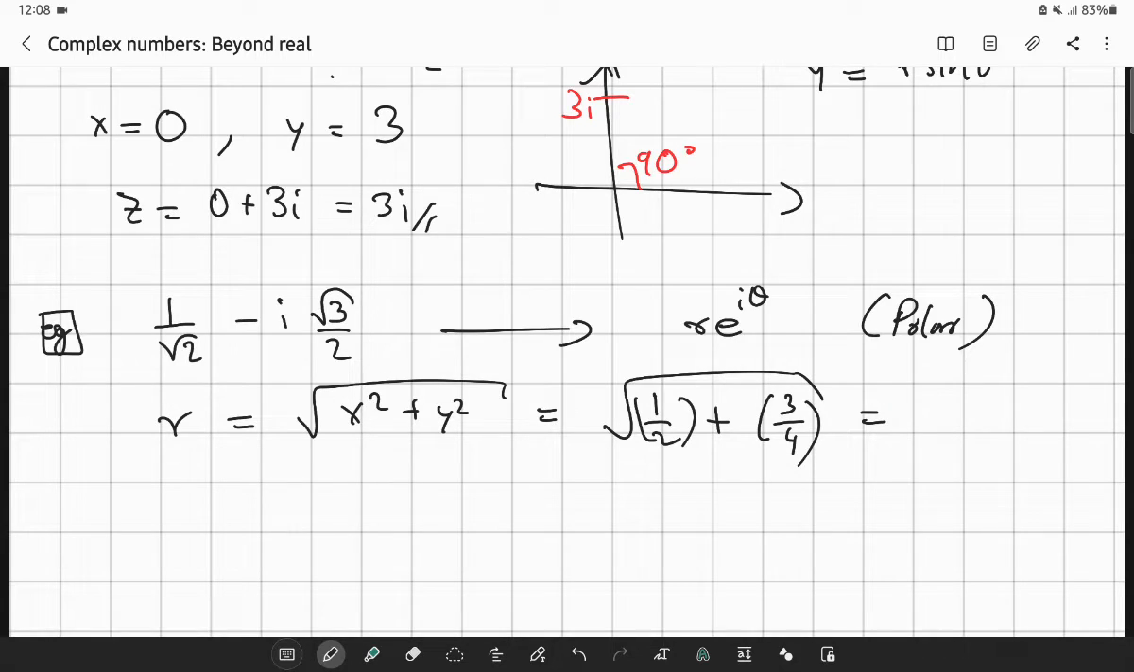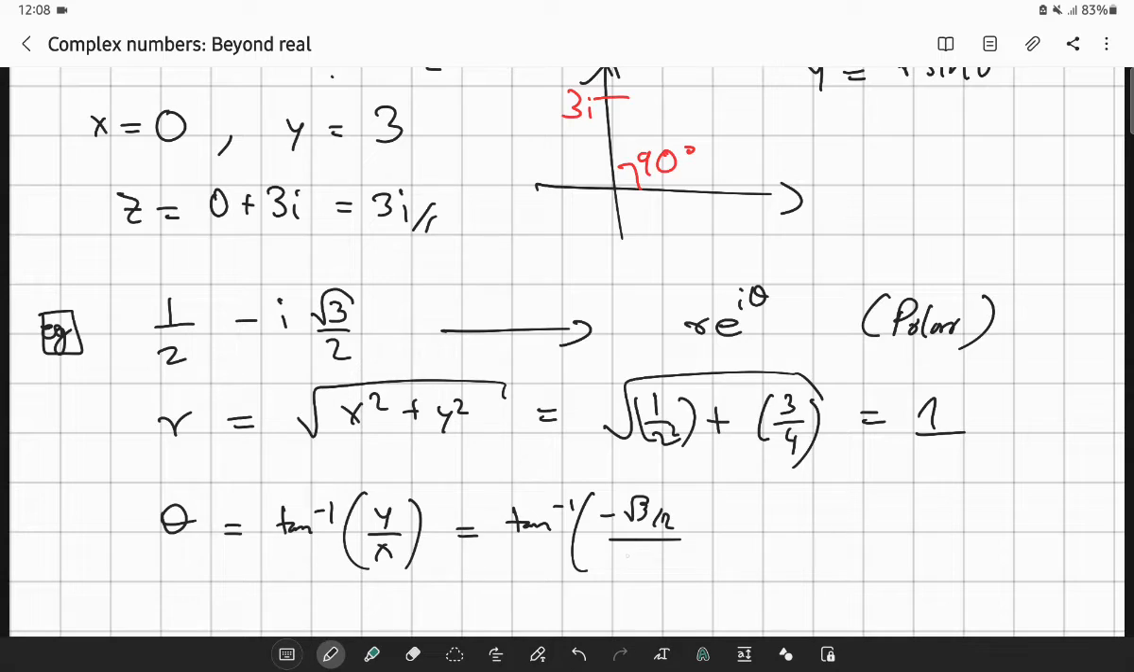And this is simply going to give me, oh wait a minute, I have a mistake here in the question. Well, this should be squared here. 1/4 plus 3/4 is 1. And theta is tan inverse of y over x, which is equal to tan inverse of minus root 3 over 2 over 1 over 2.